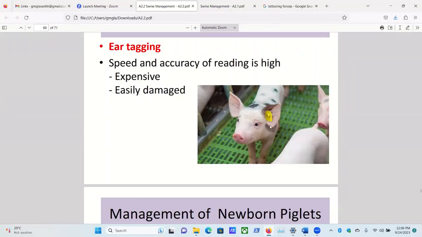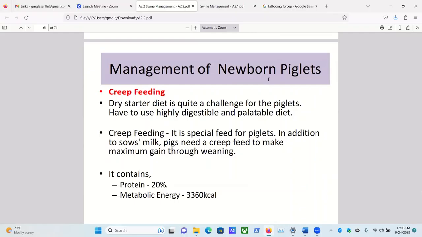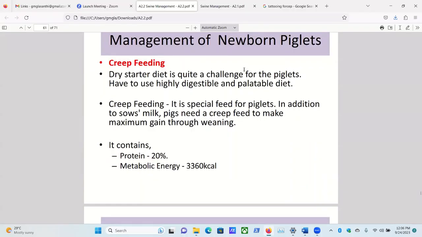So normally tagging is not common in swine management. Notching and tattooing are safe. So the next one is creep feeding. As I told you before, up until 10 days of their age, we are giving only milk. After that, we should introduce creep feed. It is specially designed for piglets, which is very easy to digest.